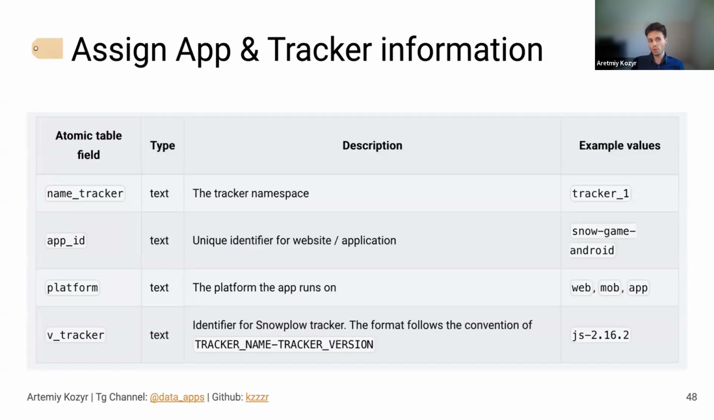Another thing I would suggest you do is to assign app tracker information. I have a single table in my Snowflake database for all the events from all the devices, all the trackers, and to distinguish between them, I would have specific metadata, which is the tracker namespace, the app it runs on, tracker version, and website application identifier. That's how I identify the root cause if something is wrong with a specific application. So I can identify whom to talk to from the web team, for example.